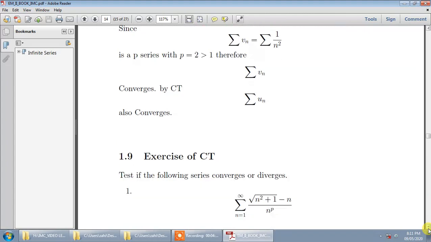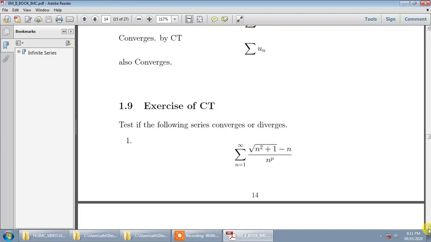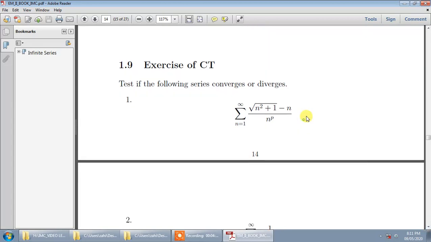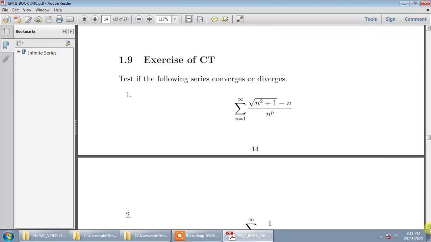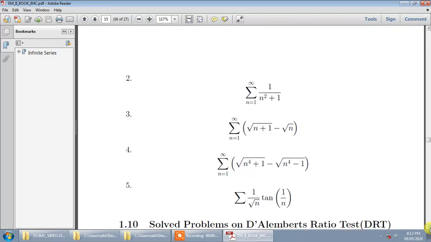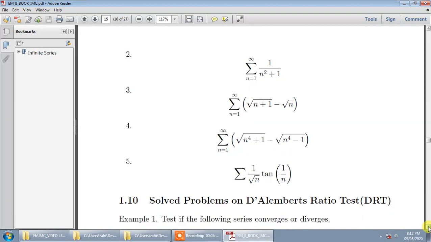Now after completion of the problems based on the comparison test, I am going to give you an exercise. This exercise you try at home. I have given you 5 problems, you solve all the problems at your level. Here you require expansion. So try to solve all the problems of comparison test.